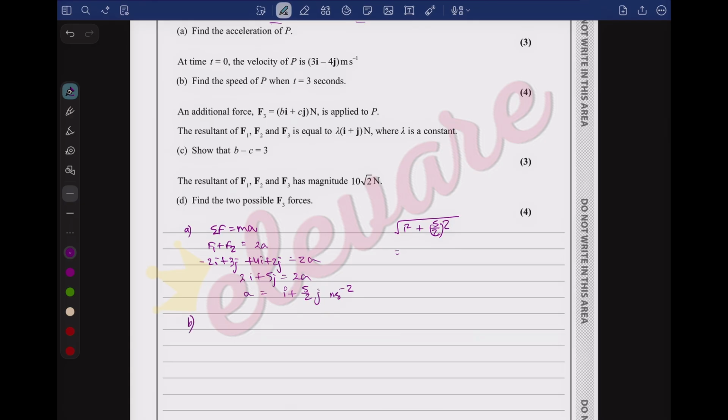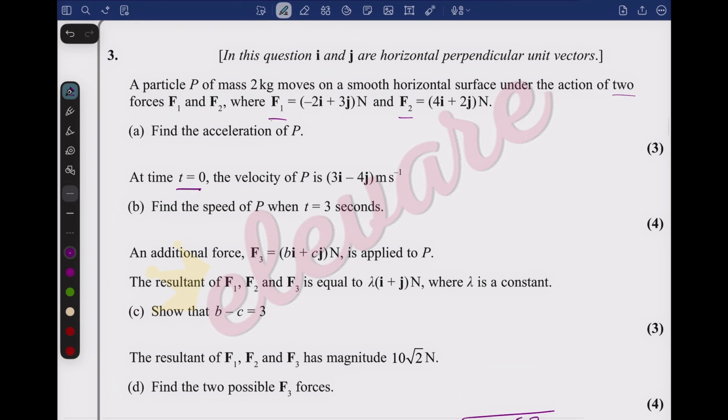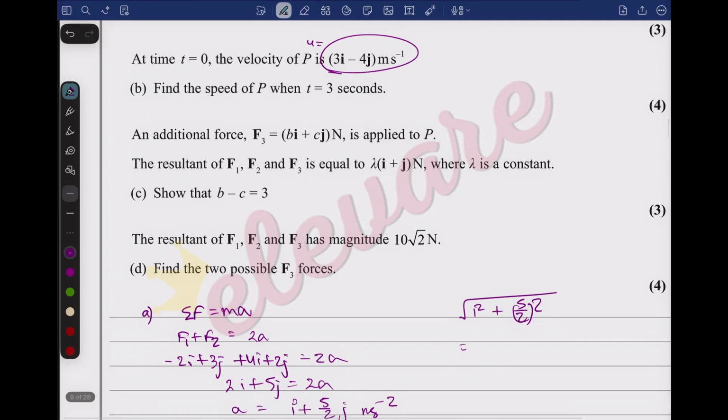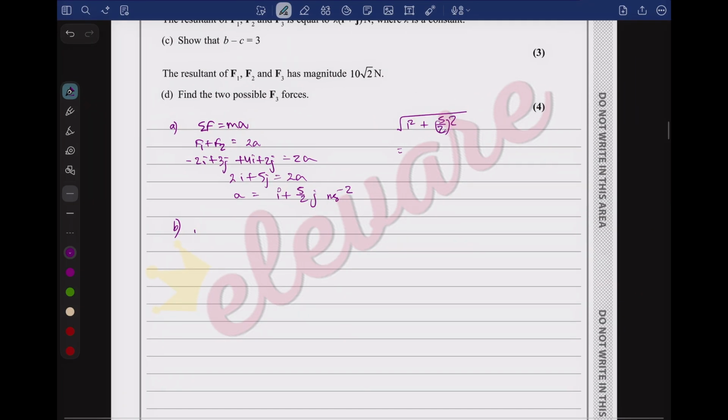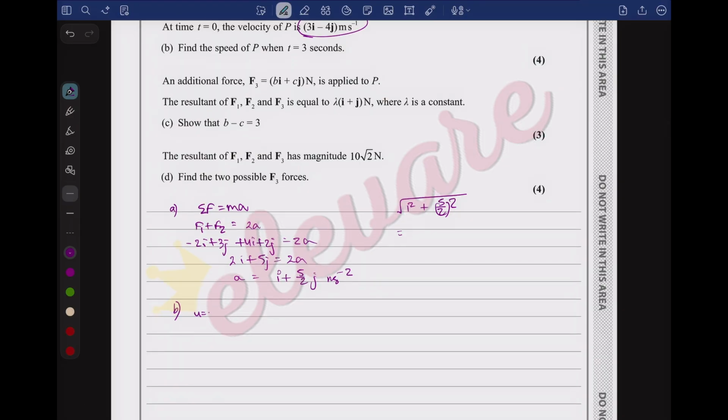For part B, at time t0, the velocity of p is 3i minus 4j. Whenever they say something like at time t0, you should be able to piece it together that this is the initial velocity they're talking about. So a very nice piece of information that we have is the initial velocity. Note that down: u is equal to 3i minus 4j meters per second.